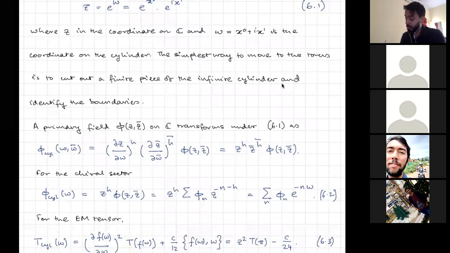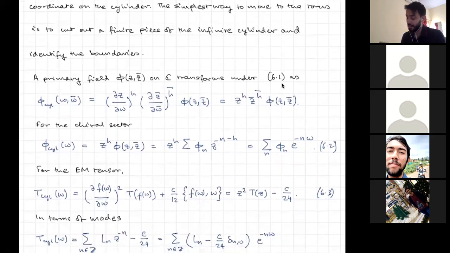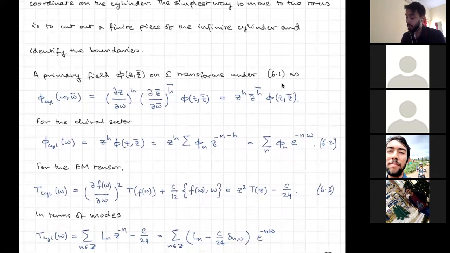But notice that the cylinder field can then be expanded in this form. You have a z to the h in front, and you have phi n z to the n minus h out here. So this h and this h go off, and what you are left with, if you re-expand this in terms of the modes on this cylinder, is just phi n e to the n omega. You can do this not only for primary fields, but also for the energy momentum tensor. Then you will have this piece which is the transformation piece.